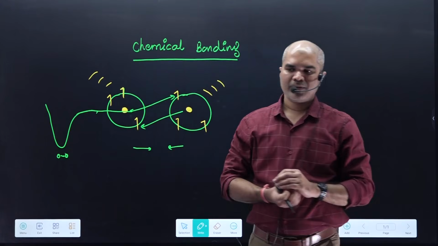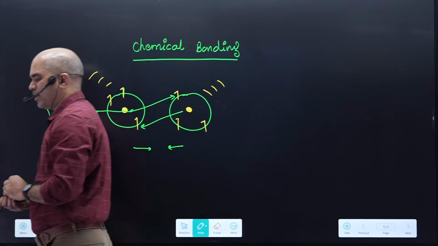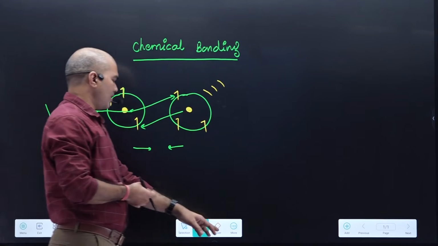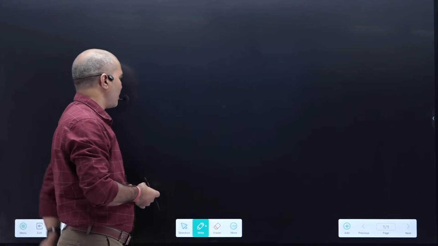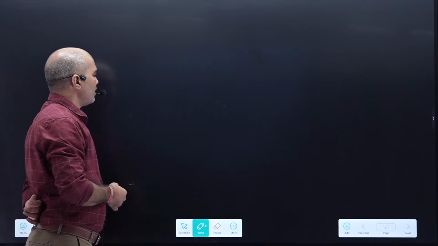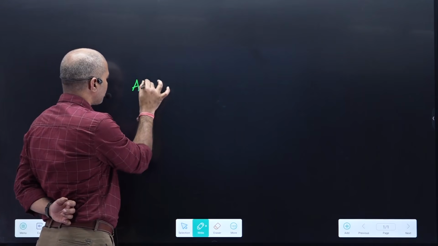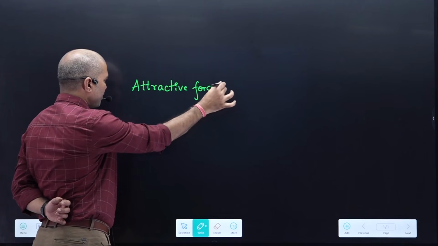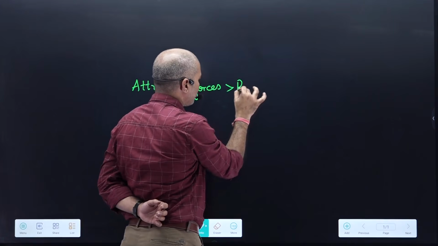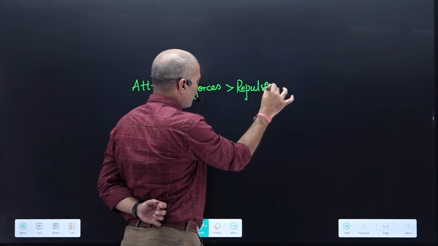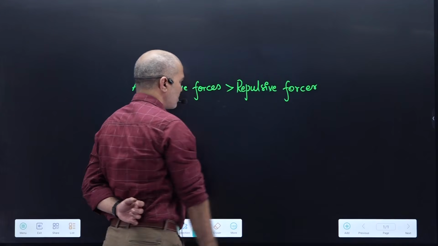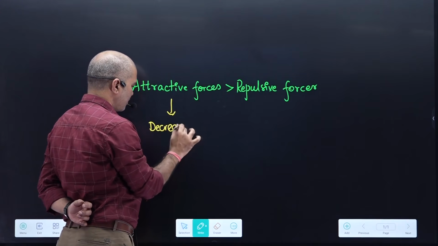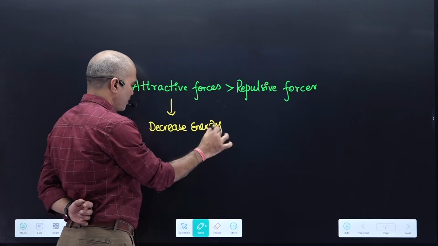A bond is formed between atoms when attractive forces dominate over repulsive forces. Next point.